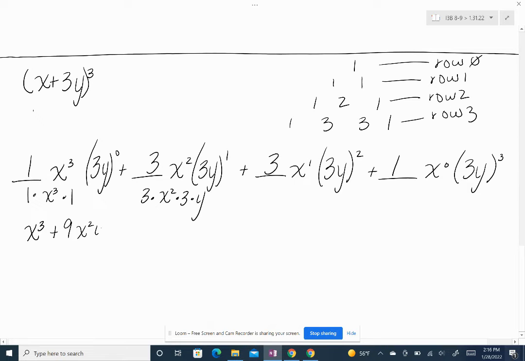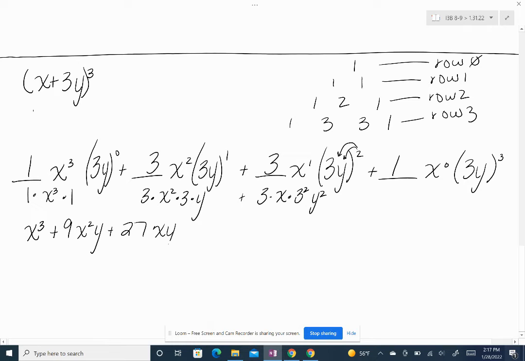So 9x squared y, okay, plus 3 times x times, now this is going to be 3 squared y squared, okay? Remember, when there is an exponent on there, you can distribute the exponent if you have the multiplication in there. So it's going to be 3 times 3 squared. 3 squared is 9, and then times 3 is 27. And then just one x and then y squared.